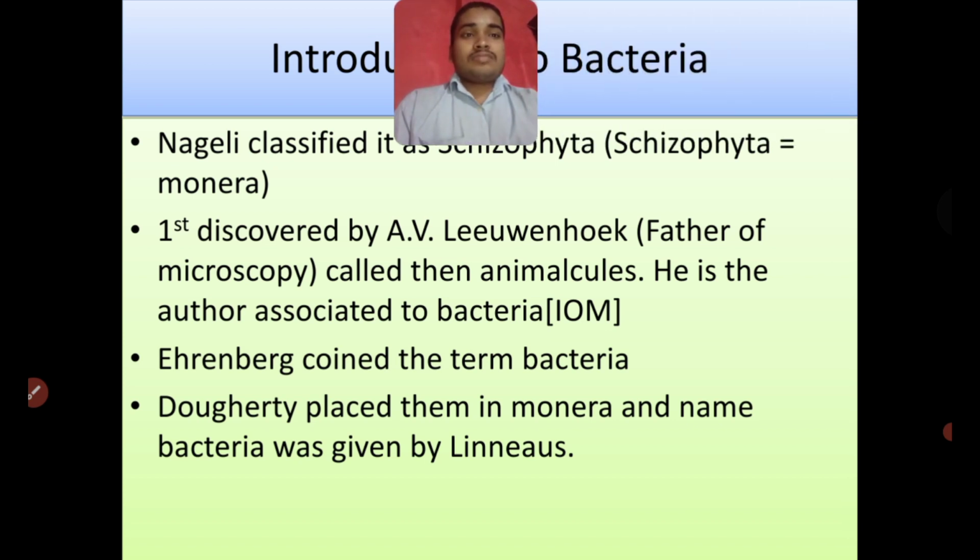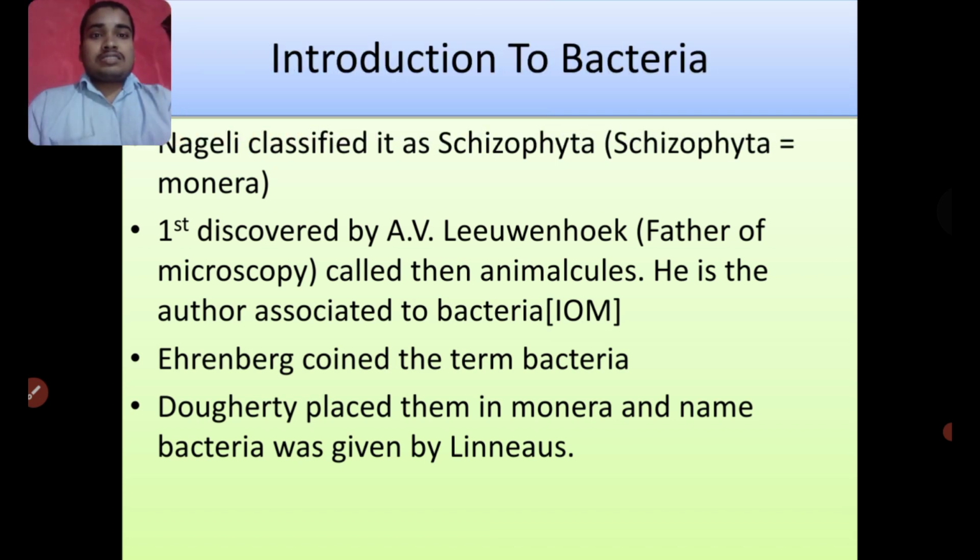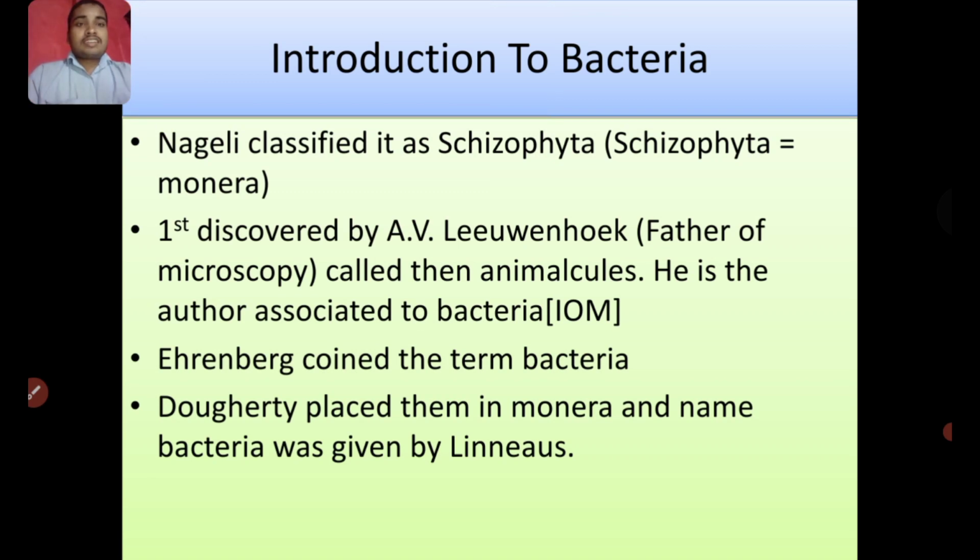Well, as an introduction to bacteria, Nageli classified it as Schizophyta, and this Schizophyta was later termed as Monera. First it was discovered by Antony von Leeuwenhoek, who is also known as the father of microscopy, and he called them animalcules. And he is the author associated with bacteria. This question was asked: Ehrenberg coined the term bacteria, and finally Haeckel placed them in Monera, and the name bacteria was given by Linnaeus. And after that, we are studying bacteria as Monera. Previously, it was kept in class Schizophyta.